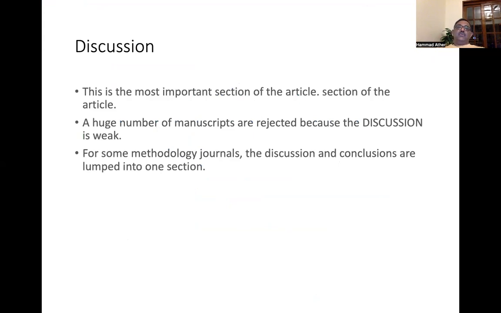So discussion is the most important section of the article. A huge number of manuscripts are rejected because the discussion is not appropriately written, because you're actually now discussing your results. And if it's not properly written, then it lacks the necessary push that is required in order to publish.